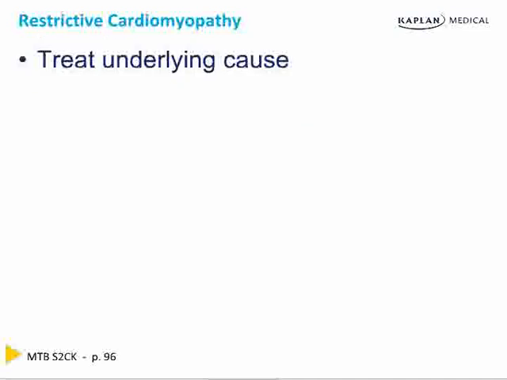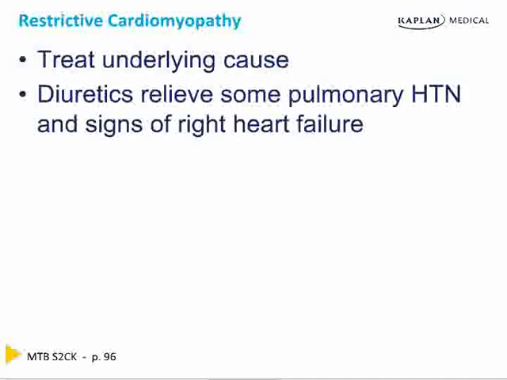The best initial therapy, treat the underlying cause. Diuretics will help decrease the fluid overload, decrease some pulmonary hypertension, decrease the ascites and the edema, but there's no other clear therapy. You gotta give steroids for the sarcoid, and you gotta do phlebotomy for the hemochromatosis, and you gotta give a person with eosinophils some steroids too, but there's no other really specific therapy just to say restrictive cardiomyopathy.